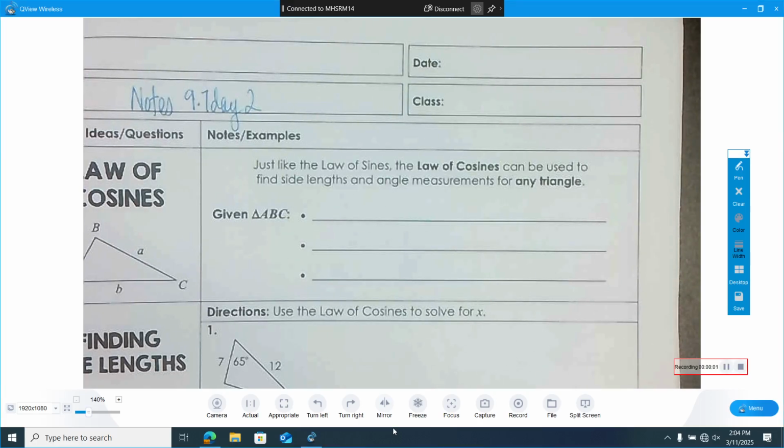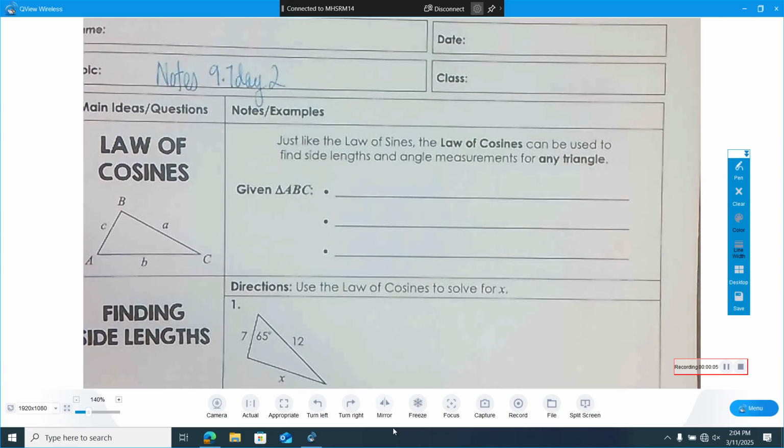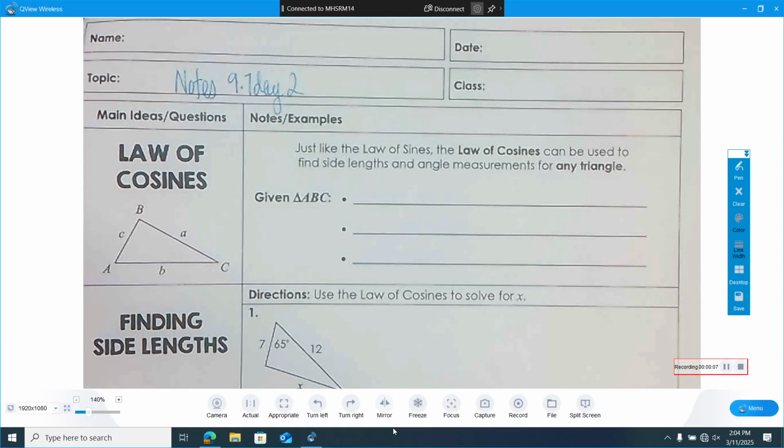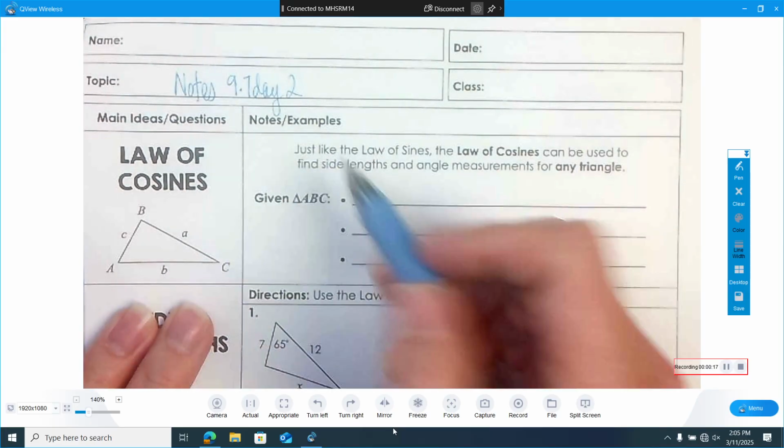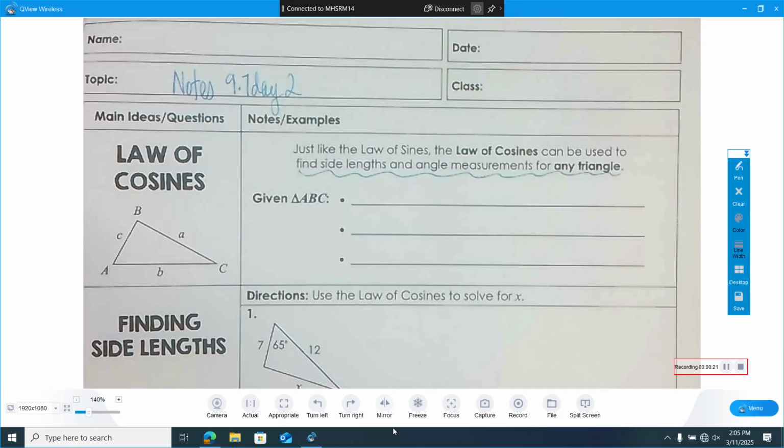Right, today we're talking about law of cosines. Yesterday we learned law of sines. So you have a little bit more of what we did yesterday, you have that today as well. But today we're going to learn law of cosines. And again, it is a way to find side lengths and angle measurements for any triangle, not just right triangles.